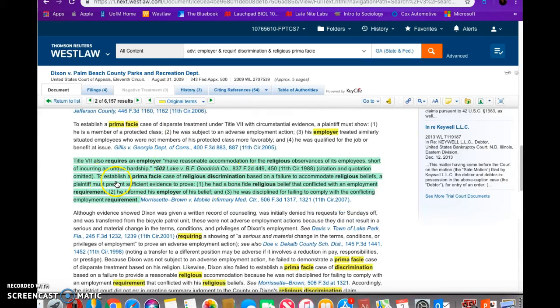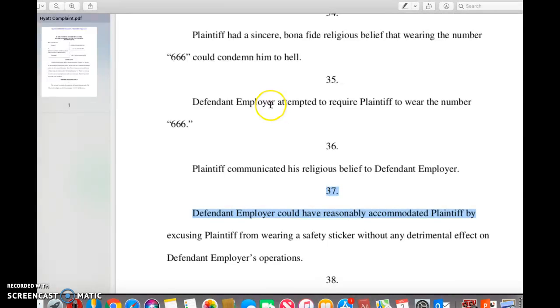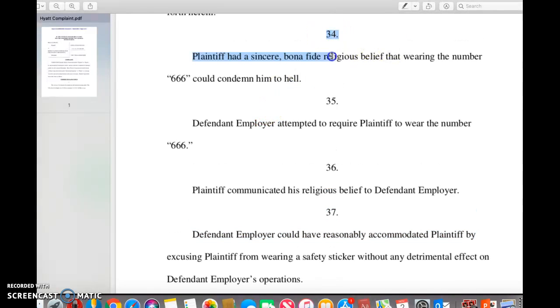Continuing, to establish a prima facie case of religious discrimination based on a failure to accommodate religious beliefs, a plaintiff must present significant evidence to prove, number one, he had a bona fide religious belief that conflicted with an employment requirement. That takes care of paragraph number 34, where plaintiff had a sincere bona fide religious belief that wearing the number 666 could condemn him to hell.